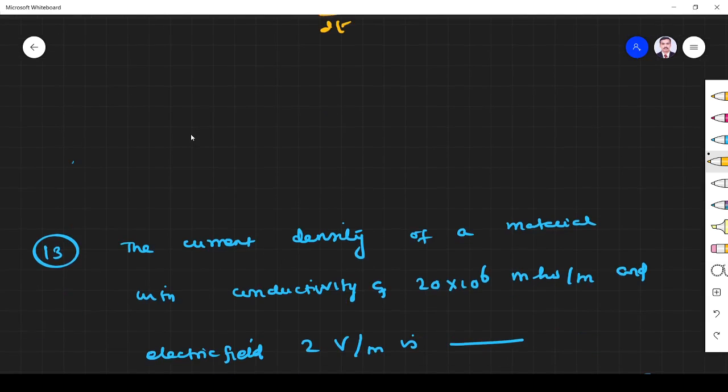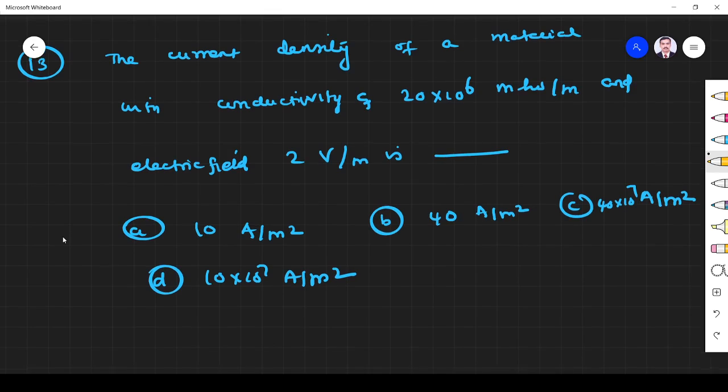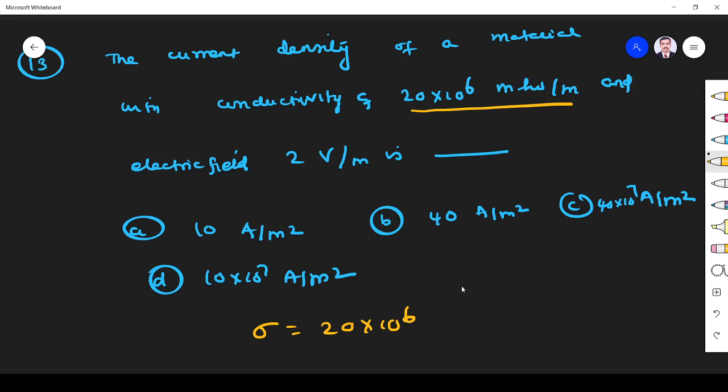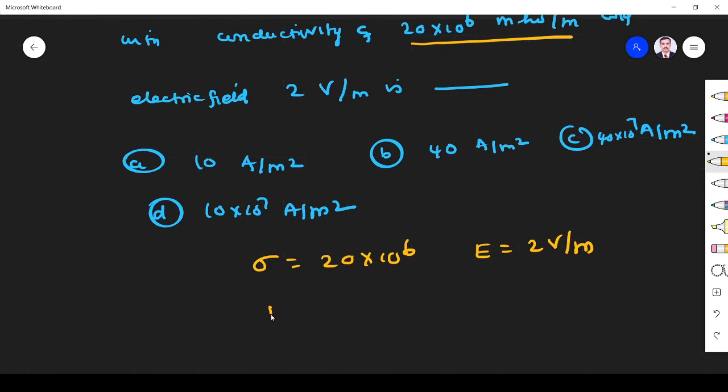Next one. The current density of a material with conductivity 20 into 10 power 6, conductivity they have given 20 into 10 power 6, and electric field 2 volt per meter. What is current density? J is equal to sigma E. So that is 40 into 10 power 6 ampere per meter square. Sigma is 20, E is 2, so 40 into 10 power 6. I think they have given 40 into 10 power 7, it must be 6, then only it is the correct answer. So the answer is option C.